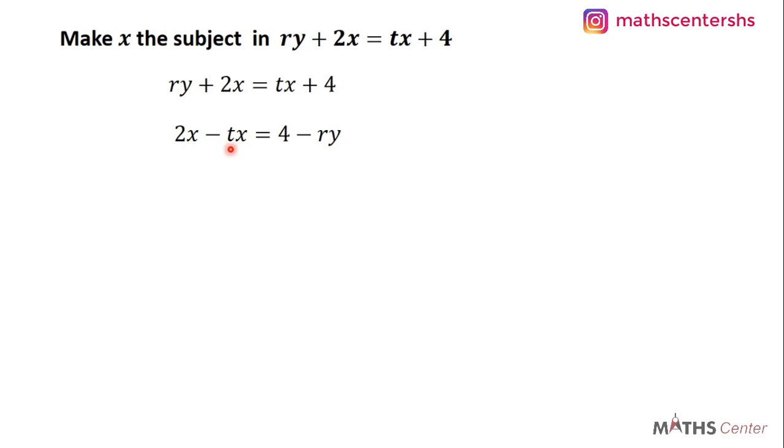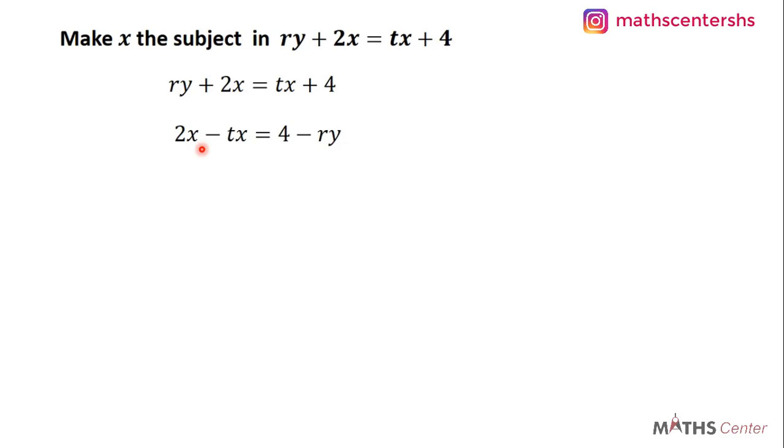So 2x minus tx. 4 was already here, so 4. Ry was positive here. When it crosses to this side, it becomes negative. So you can see from here that I've grouped the terms with the new subject, which is x, on one side, then all the other terms also on the other side. From here, I can simplify. What I have to do here is that I will have to factorize x out.